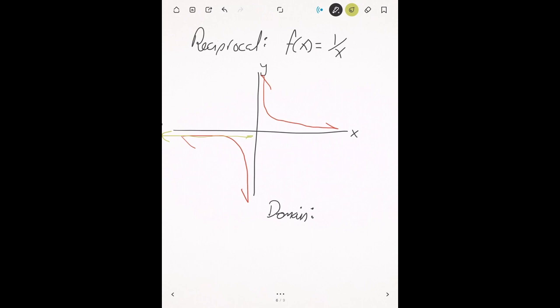I keep getting closer and closer to the y-axis, but what happens is this line, let's see if I can get that a little better. Taking a look at this y-axis, I'll try to extend it a little bit. My line gets closer and closer to it, but I never cross the y-axis. That's the thing, I never cross the y-axis.